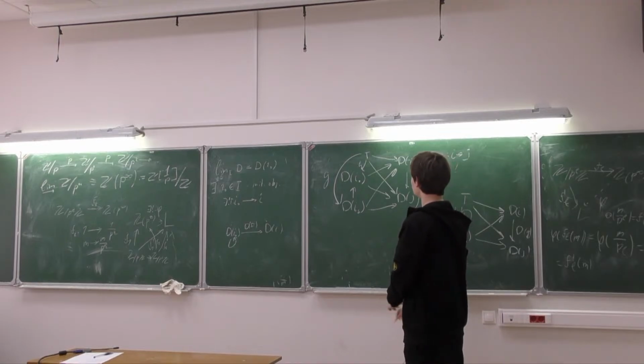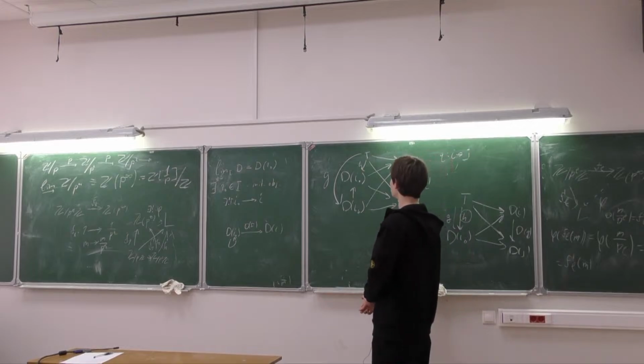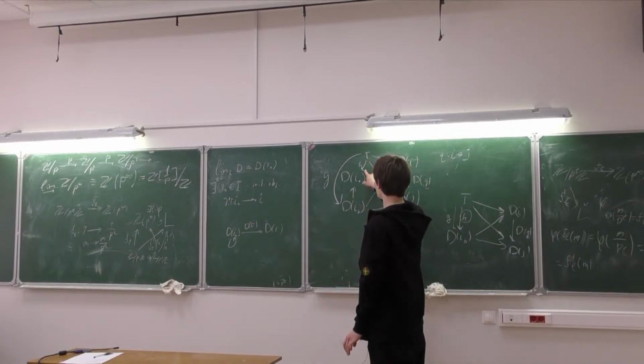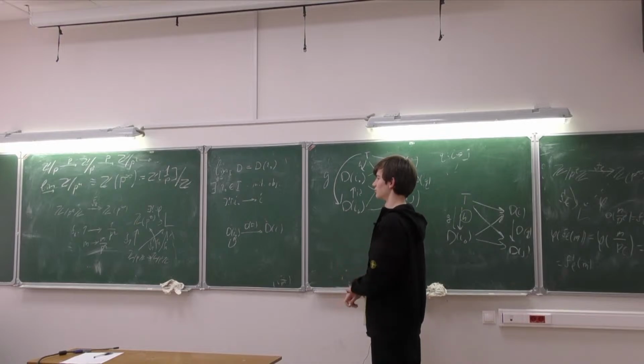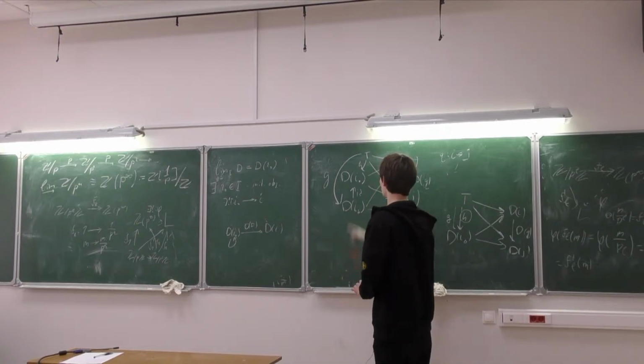Okay. If the diagram is commutative, there is H, a composition from ID and G. So there is only one H.